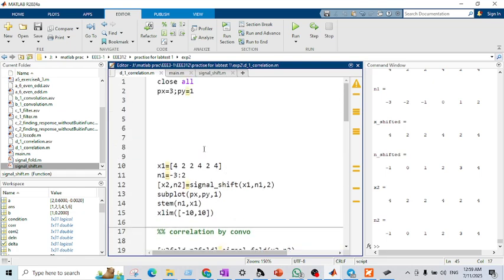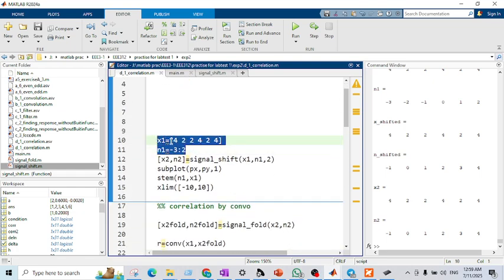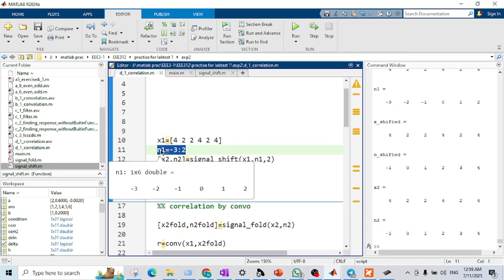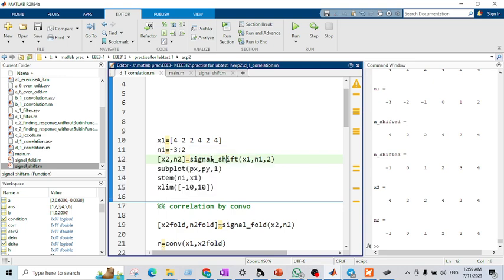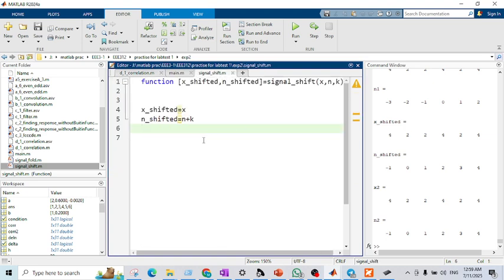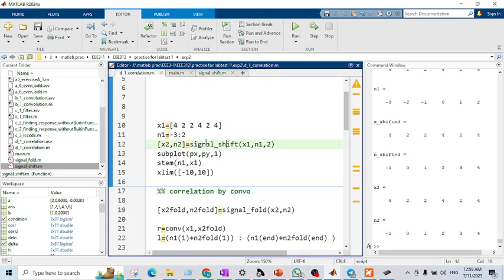So let's go to our code. This is my code. First I have generated the signal. These x1 are the values, not the main signal. x1 is the value and n1 is its time index, and this is the signal shift function, written by me. In the previous videos I discussed this simple shifting function. Signal shift will shift the signal by 2, that means the signal will be shifted rightward by 2 units.